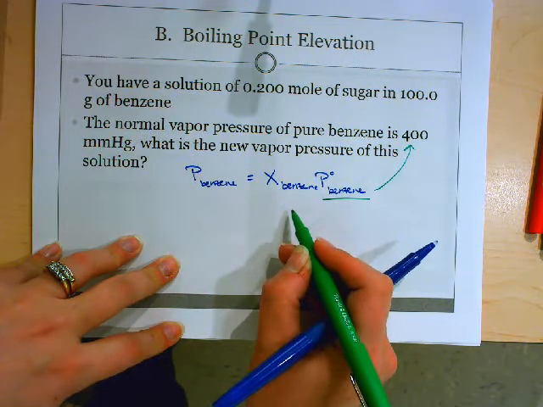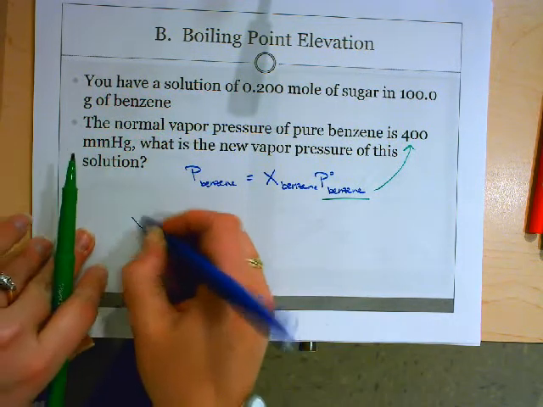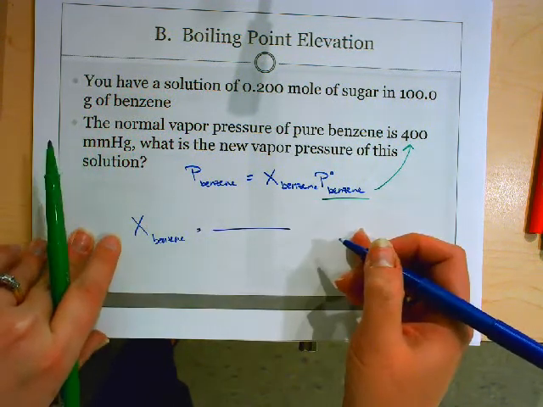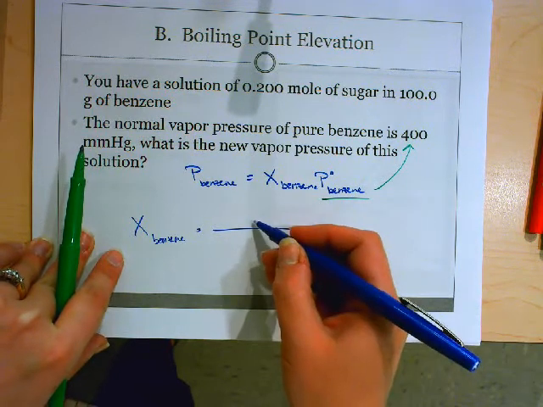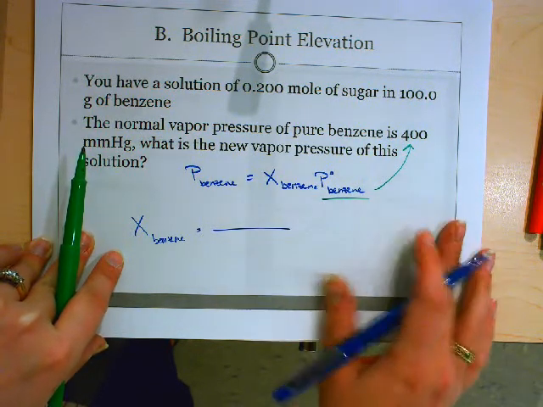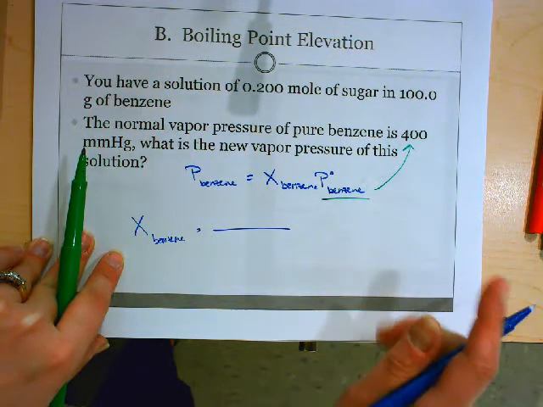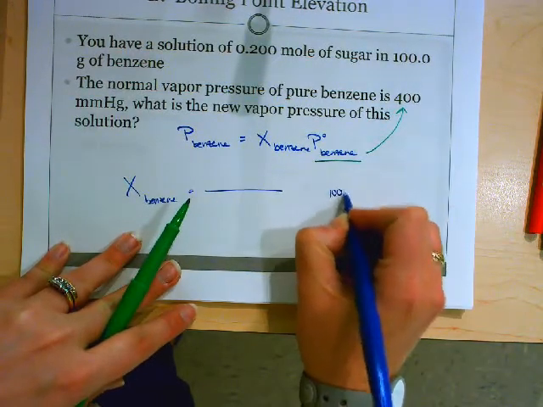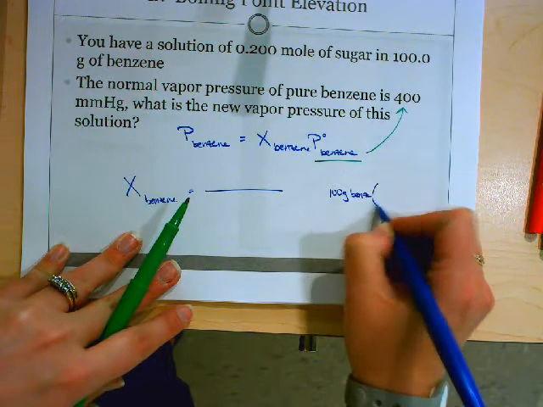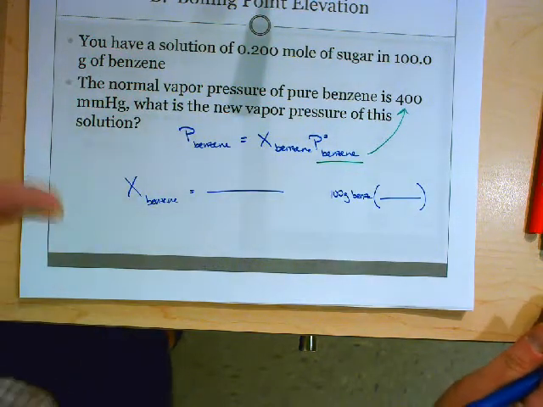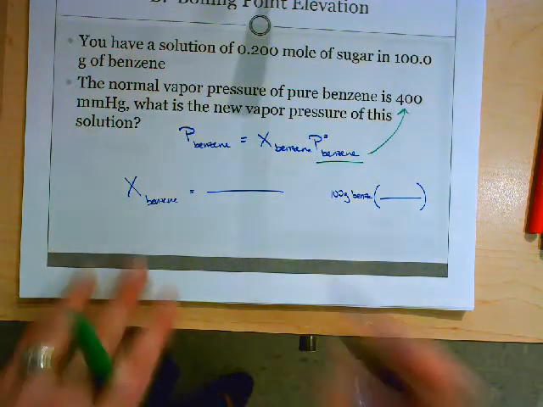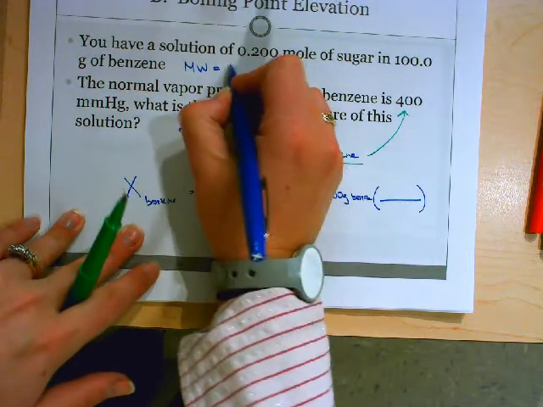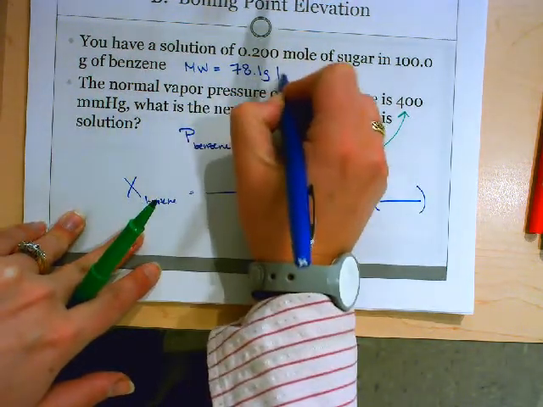So, mole fraction. Obviously it's a fraction. What kind of number do I need to put on the top for this? Moles of benzene. Did I give you moles of benzene? I just gave you grams. So how do I get from 100 grams of benzene? What piece of information would you need to look up or calculate? Molar mass. And it happens to be that the molar mass of benzene is 78.1 grams per mole.